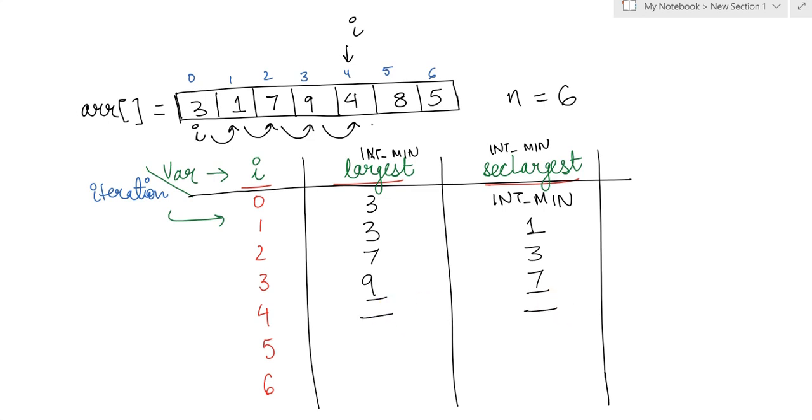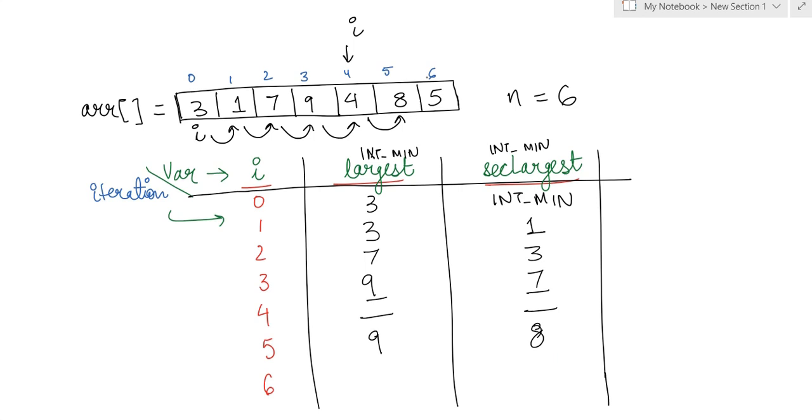Then we are going to update our i. Now i is at the fifth index. So 8. Is 8 greater than the largest variable, 9? No. But it is lying between these two, largest and second largest. So we are going to update our second largest, and largest will remain the same.